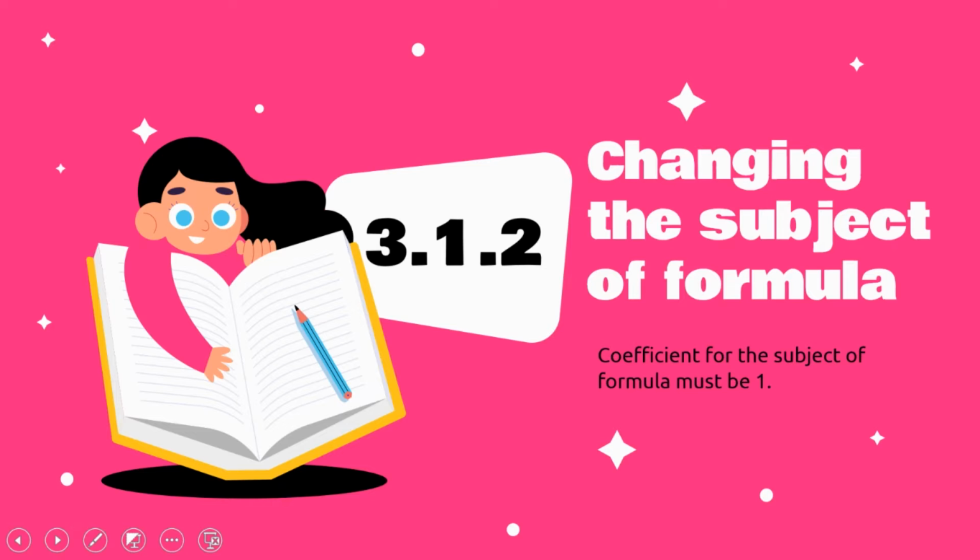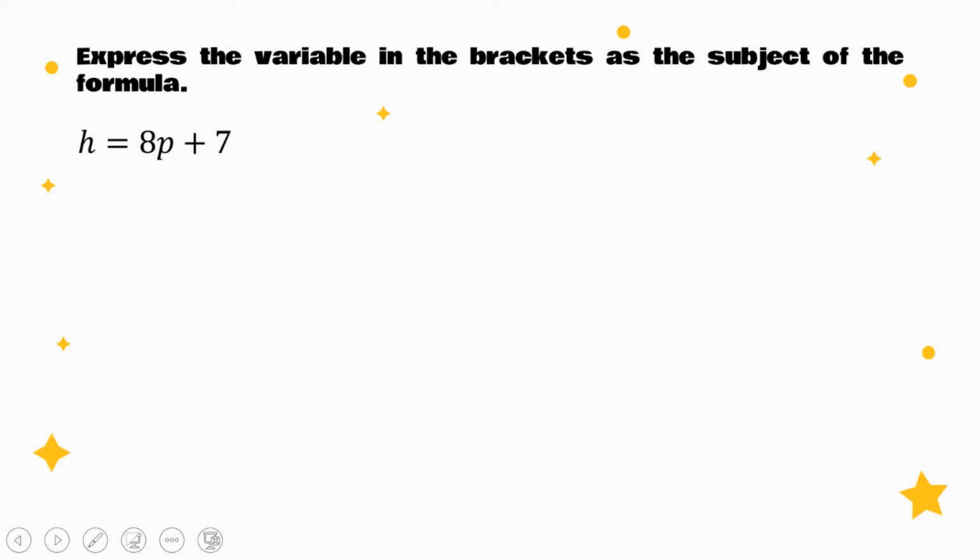Now let's move to subtopic 3.1.2, changing the subject of formula. One of the tips for this subtopic is coefficient for the subject of formula must be 1. Now let's try to solve this problem. Express the variable in the brackets as the subject of the formula. For this question, the subject is P.